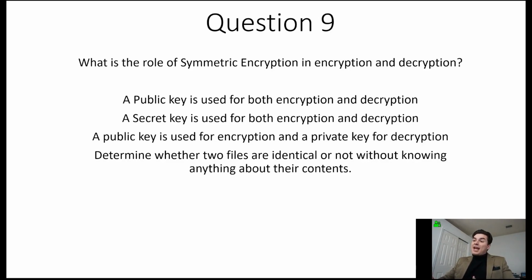And then when we're looking at signatures, you would sign that email. If you wanted to digitally sign that email, you would digitally sign it with your private key and provide them your public key. But for the encryption of the document, you're going to encrypt it with their public key, and then they're going to decrypt it with their private key. And the last option on here, determine whether two files are identical or not without knowing anything about their contents. That is referring to hashing.